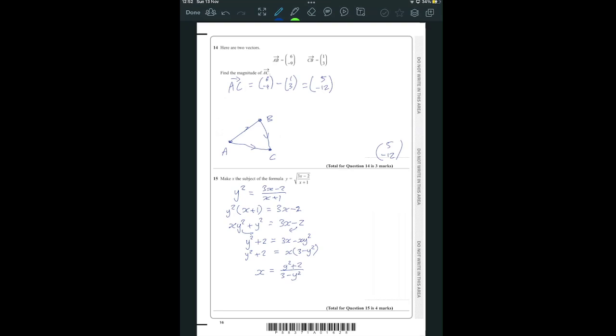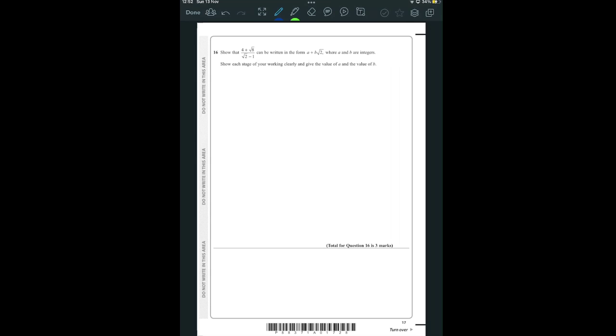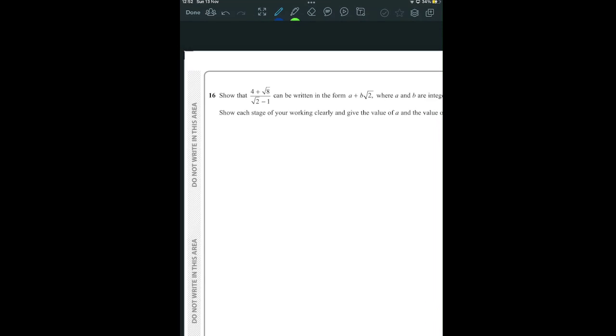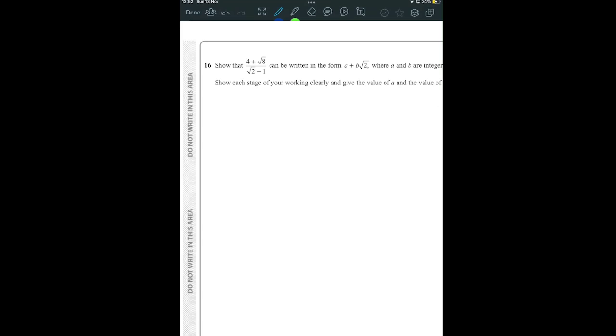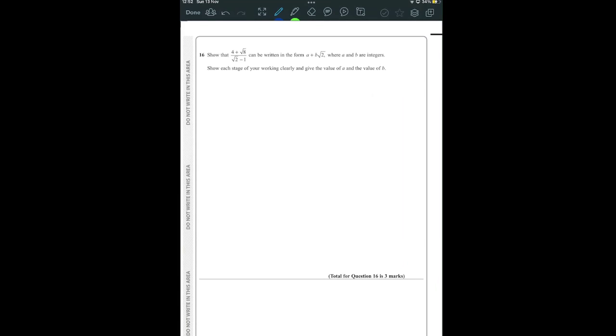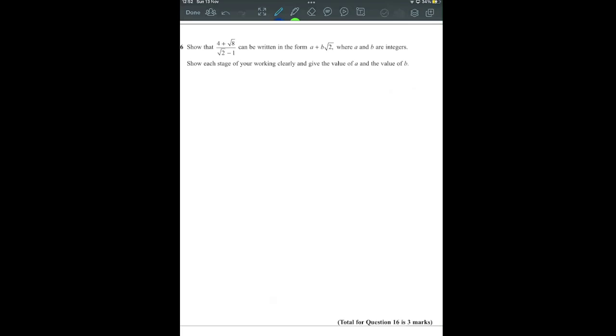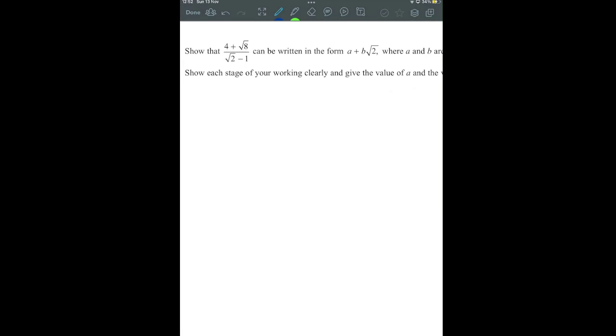Quite a tough version of that question, but at this point in the paper, I'm expecting the questions to be quite tough. Question 16. A huge, well, at least in terms of working space, third question. Show that. Show that means we cannot just type it into our calculator and get the answer. You can use your calculator to guess or predict what will happen, but you do need to show all of your working with no hidden points.